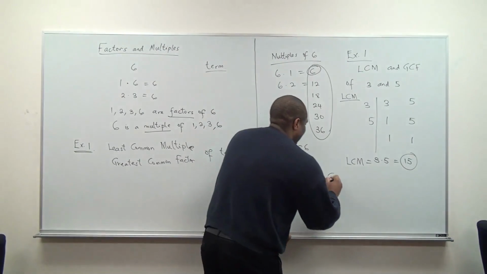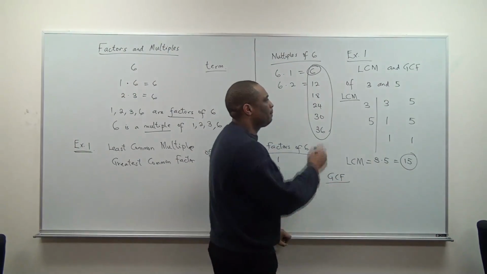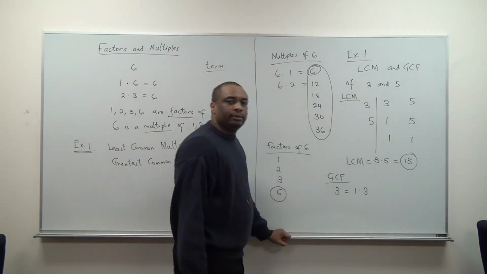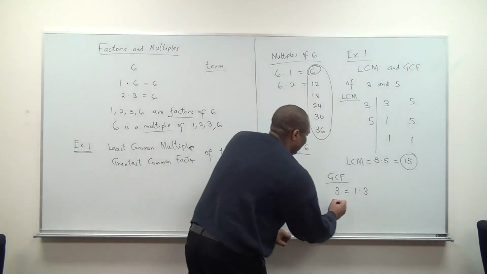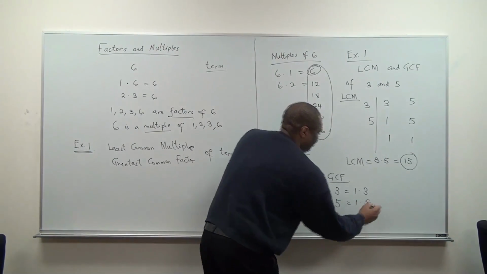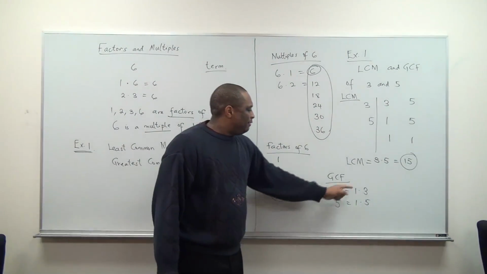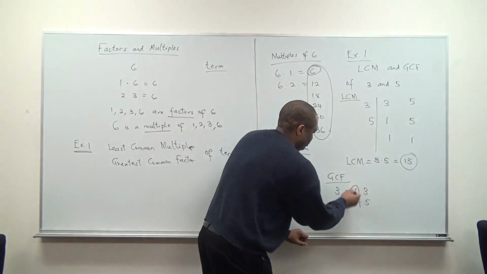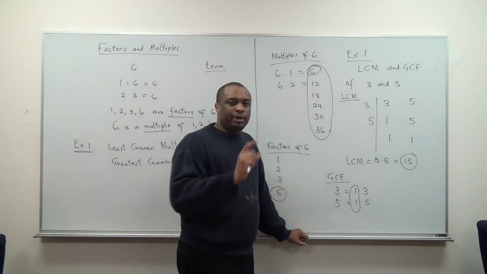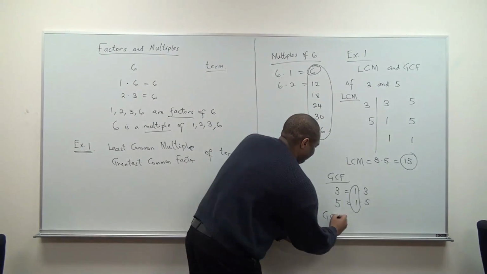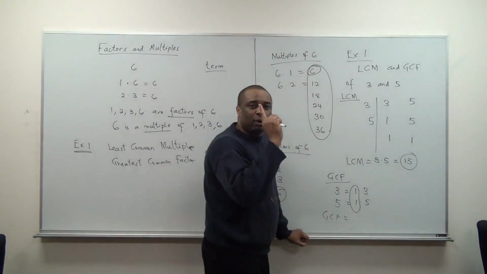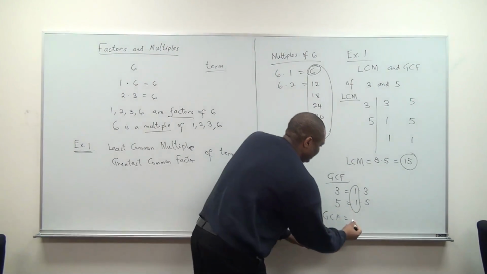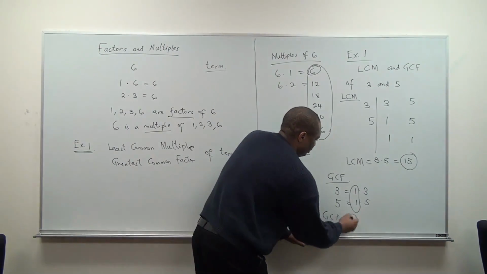Now to find our GCF, greatest common factor, we know that 3 is 1 times 3. That's the factors of 3. We know that 5 is 1 times 5. So what is common here? 1 is common. Because 1 is common on both of them, just bring out the one that is common. The GCF now is 1.